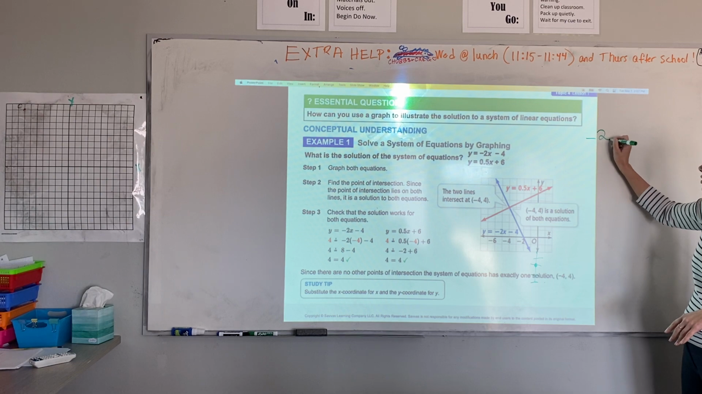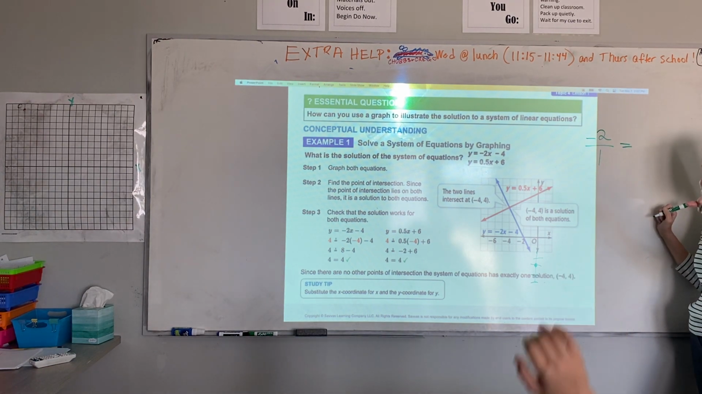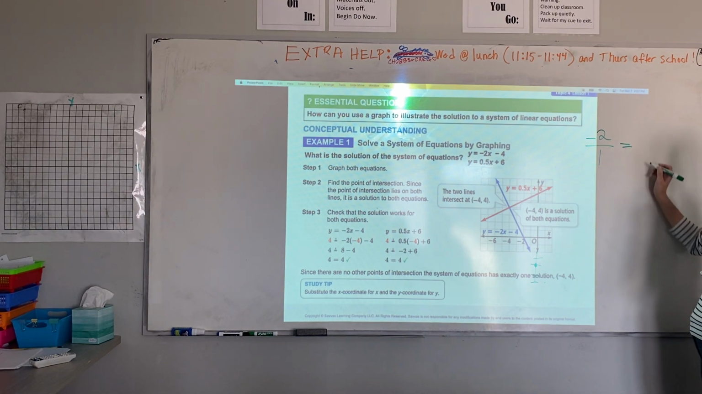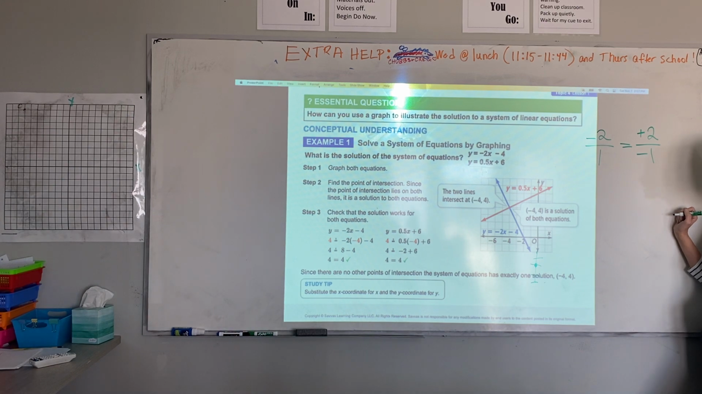So down 2 over 1 is not working. What can we change our slope to that's totally equal to this, but will move us in a different direction? Up to the left 1. Very good. I can move the negative because if a fraction is negative, it doesn't matter if the numerator is negative and the denominator is positive, or vice versa. Still the same. Up to the left 1.